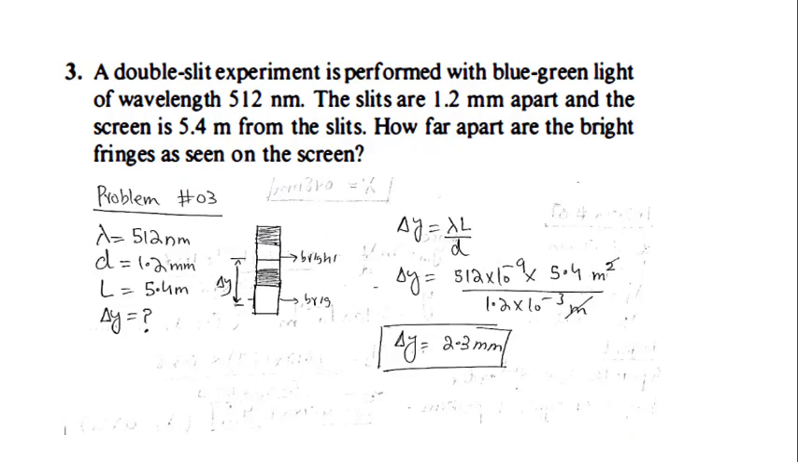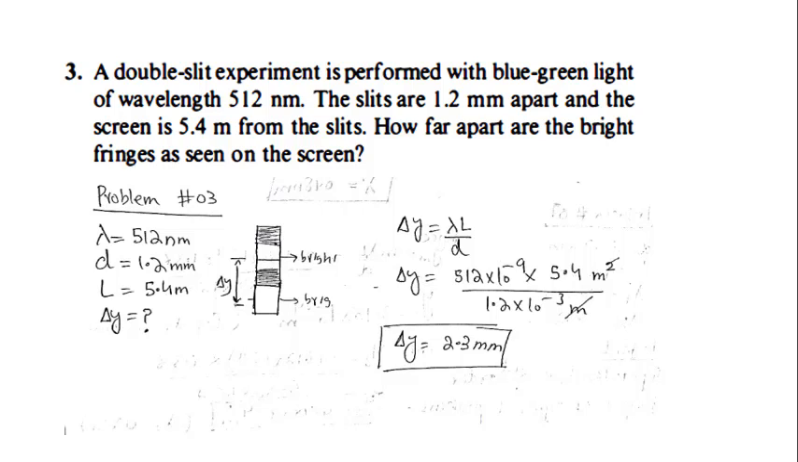So next we have problem number 3. A double slit experiment is performed with blue green light of wavelength 512 nanometer. The slits are 1.2 millimeter apart. This is basically the slit separation, which is represented by the small d, and the screen is 5.4 meter from the slit. This is L, or sometimes we represent this by capital D. How far apart are the bright fringes as seen on the screen? It asks, if we have two bright fringes, what is the distance between these two bright fringes?